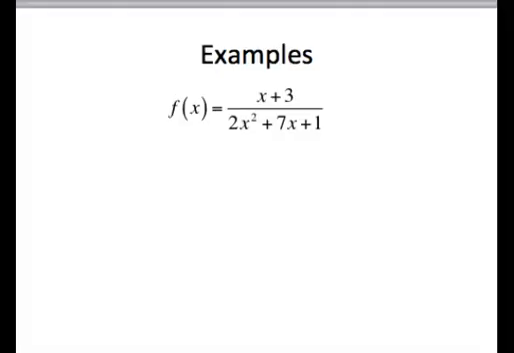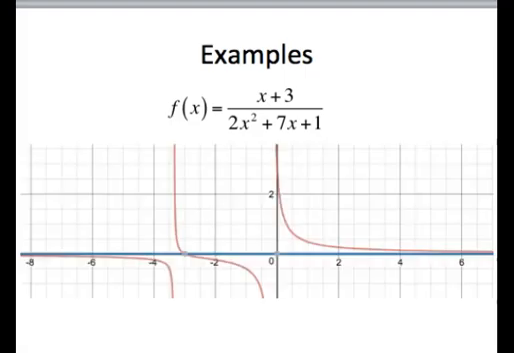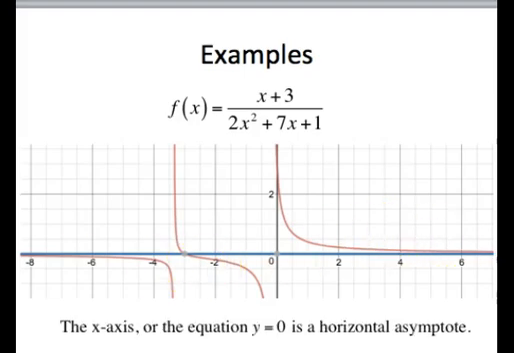So here's an example for us to look at. F of x is x plus 3 over 2x squared plus 7x plus 1. These are both polynomials, and we want to determine whether or not there is a horizontal asymptote. If we look at the graph, what do we see? Well, we see these various pieces, but they're all getting closer and closer to the x-axis as the x values get very, very large. So it appears as if the x-axis is a horizontal asymptote, or if you like, the line y equals 0 is a horizontal asymptote.